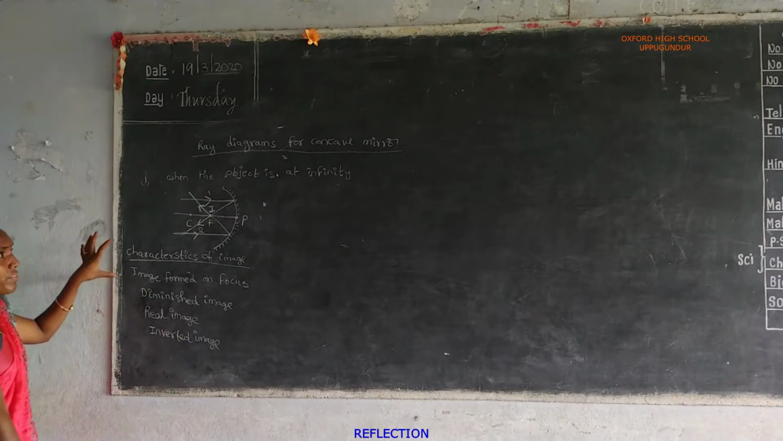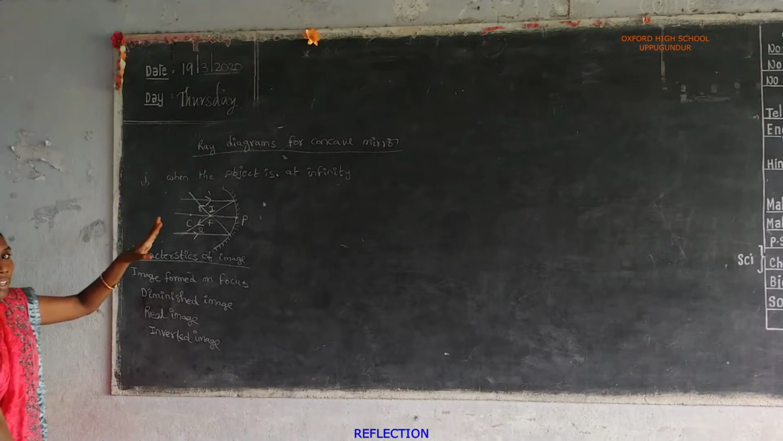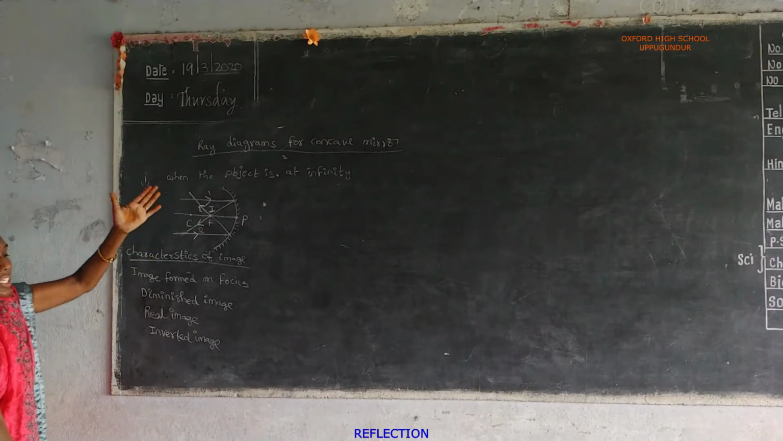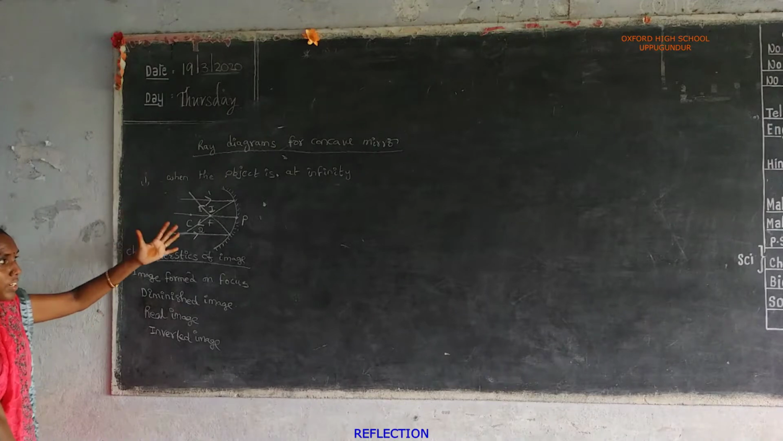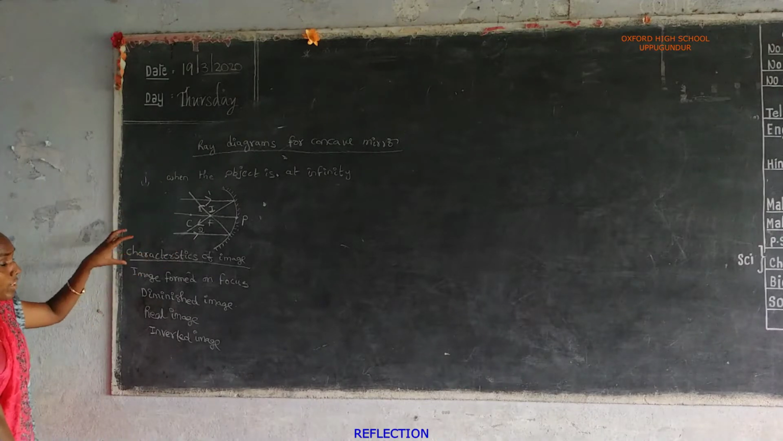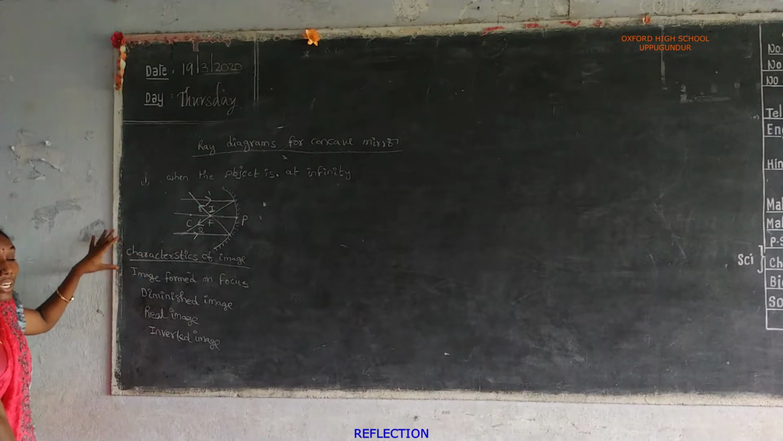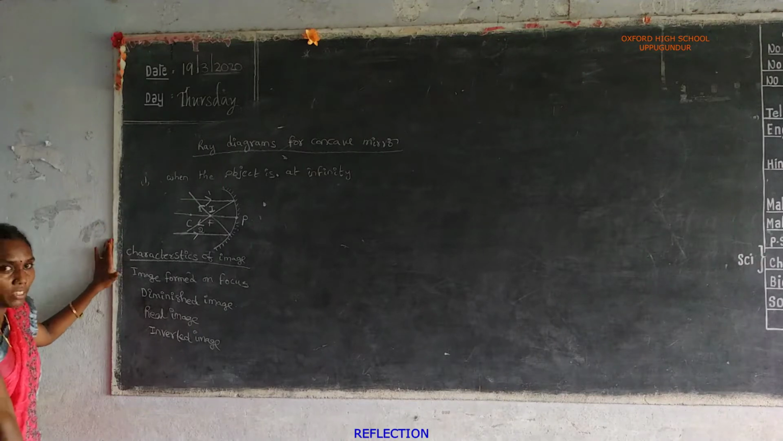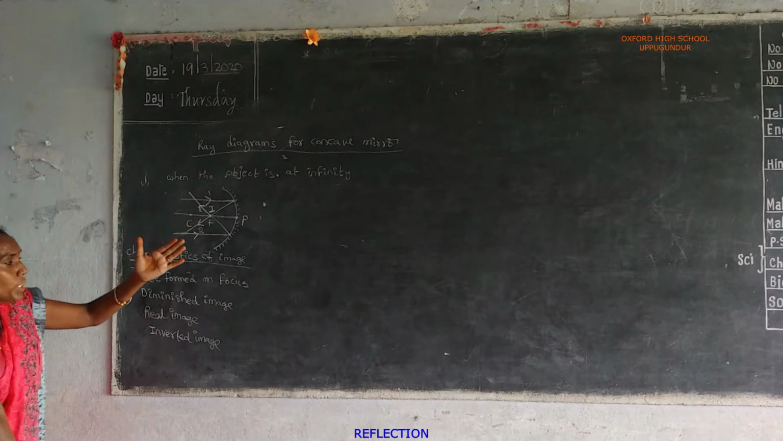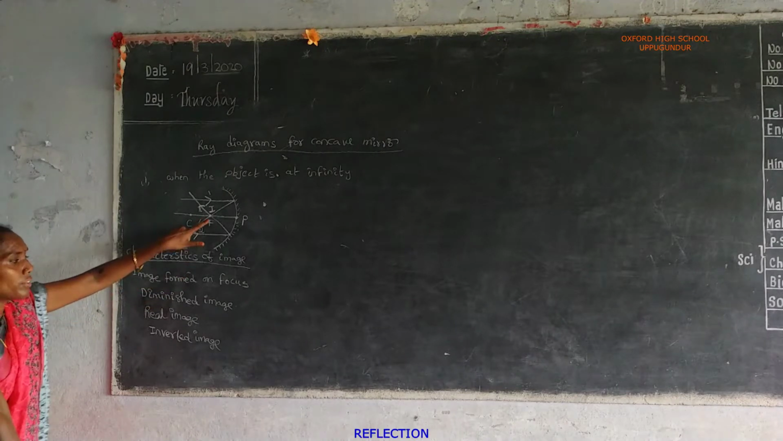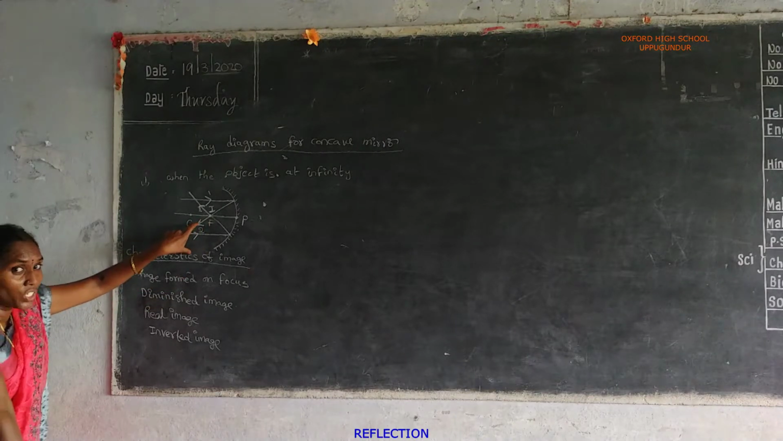This is the first ray diagram of a concave mirror. First one, when the object is at infinity. When the object is at infinity, where will the image be formed and what are the characteristics of the image? When the object is at infinity, the image is formed at the focus. It is a diminished image.